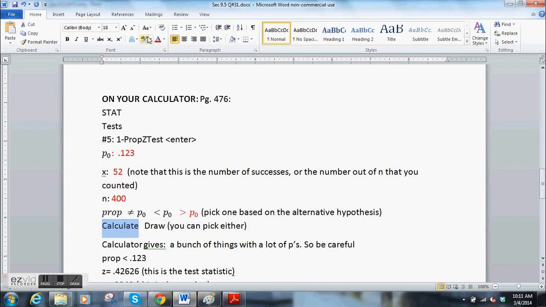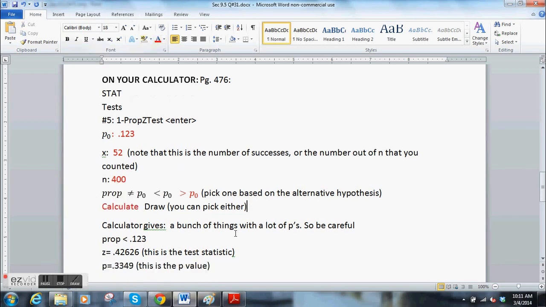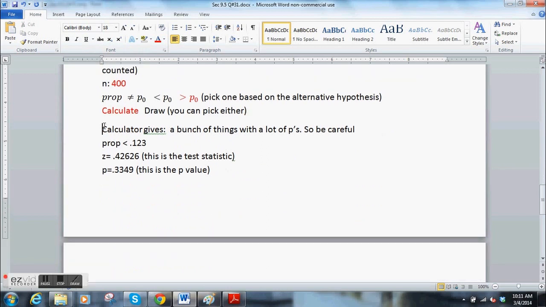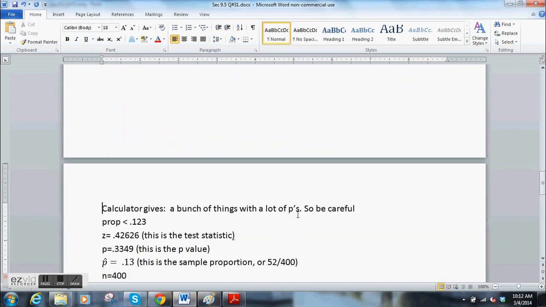And then you can hit calculate or draw. I usually pick calculate because I don't need a picture. And this is what it gives you. The calculator gives you lots of helpful things and many, many p's. So the proportion is 0.123, which you knew from the hypothesis. Then it says Z equals 0.426, that's your test statistic. And it says P equals 0.3349, that's your p-value. Then p hat is the sample proportion, 52 out of 400. See what I mean about all the p's? And then n is 400.